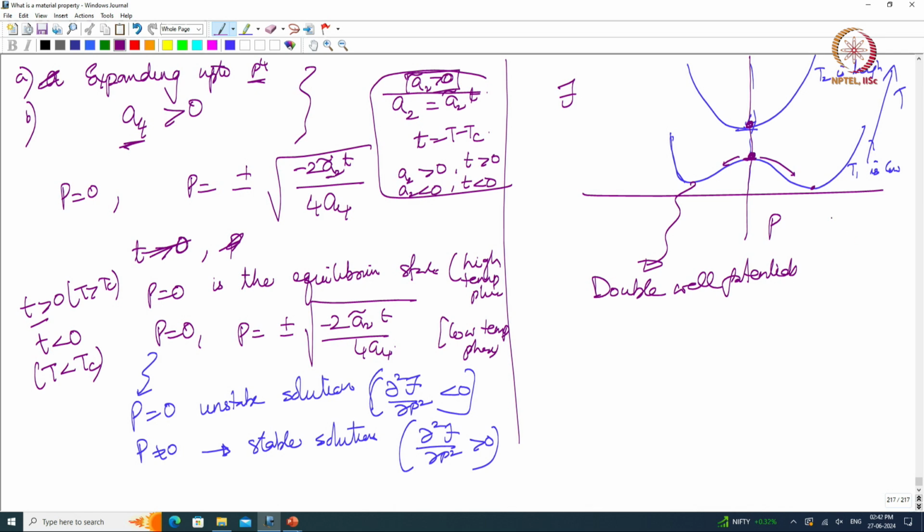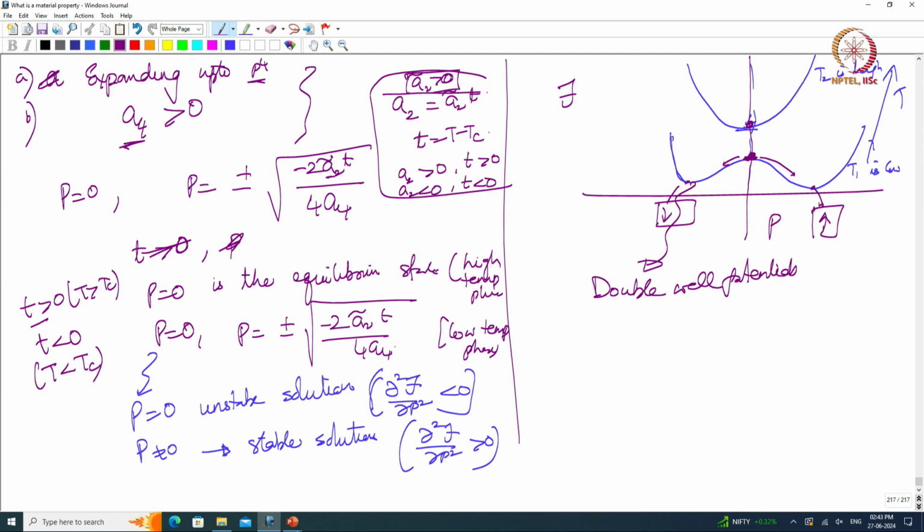So, it can be in the up state, which corresponds to this well, or it can be in the down state, which means polarization is negative, which corresponds to this well, right. So, the system can be here or the system can be here. That is what this means: I have a double well potential, and in between, this thing.